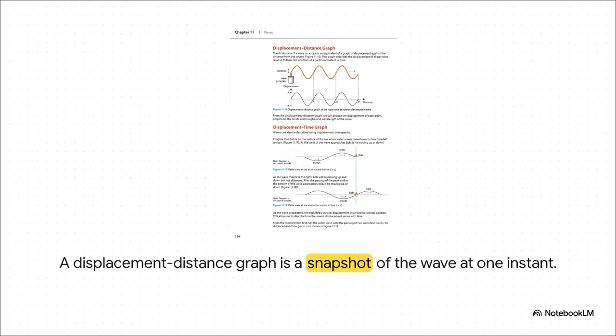Now, this is where it gets really interesting, how we draw these on a graph. This is a displacement distance graph. The best way to think of it is like a photograph of the entire wave, frozen at one specific moment in time. It shows you the position of every single particle all along its length.